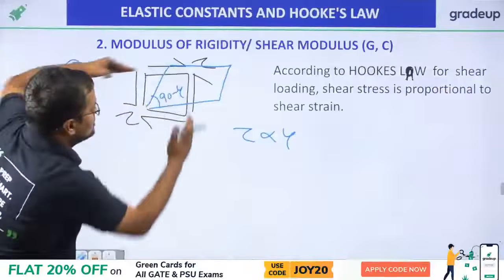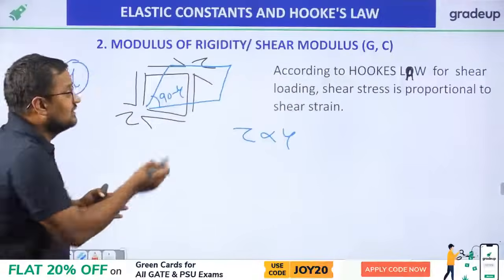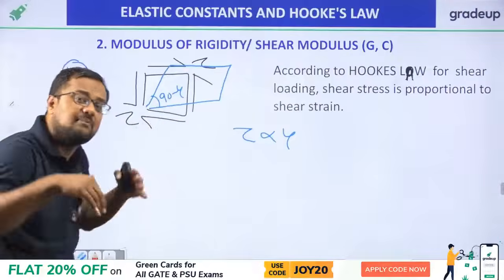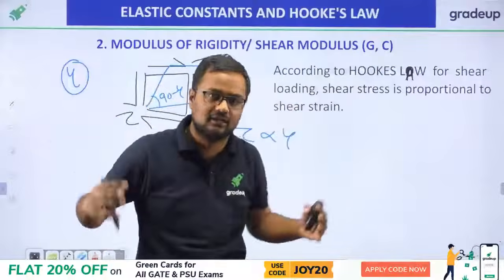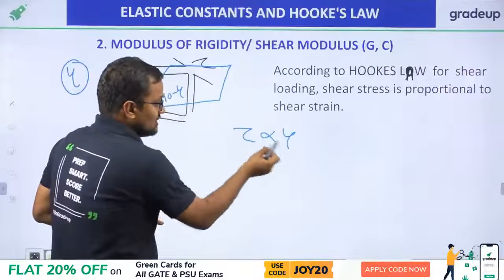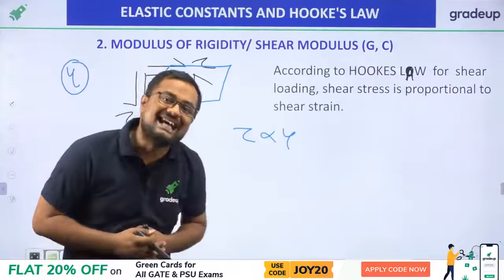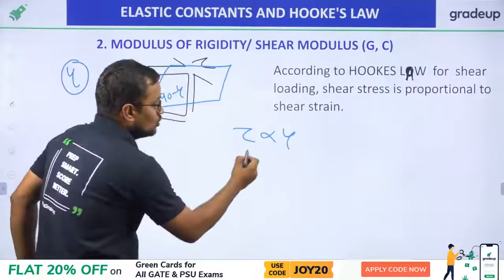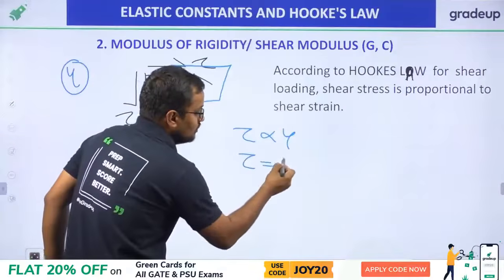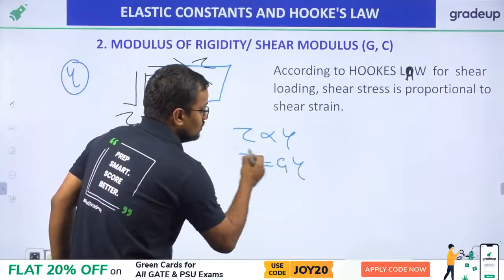If I apply more shear stress, then the deformation, this angle change gamma, will definitely be more. So more shear stress, more shear strain; they are directly proportional. And to remove that proportionality sign, we use G. Tau is equal to G times gamma.